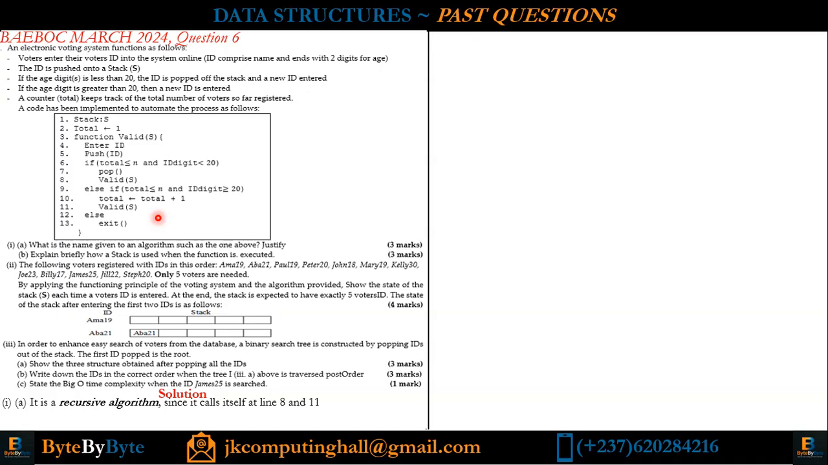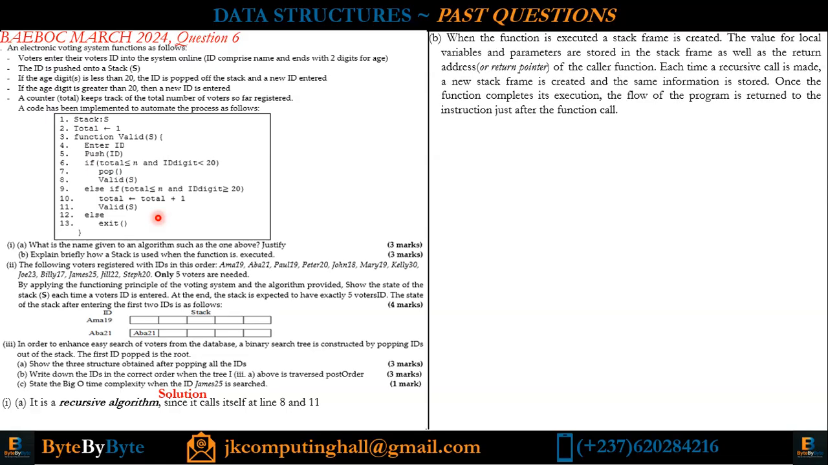The B part says, explain briefly how a stack is used when a function is executed. When the function is executed, a stack frame is created. The values for local variables and parameters are stored in a stack frame, as well as the return address or the return pointer of the caller function. Each time a recursive call is made, a new stack frame is created and the same information is stored. Once the function completes its execution, the flow of the program is returned to the instruction just after the function called. And this was just explained.